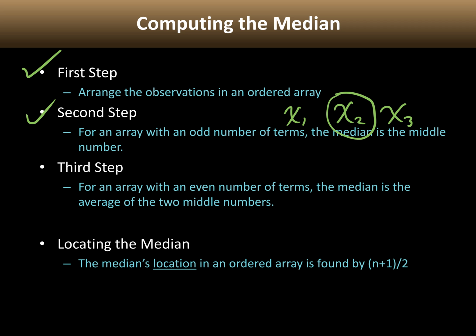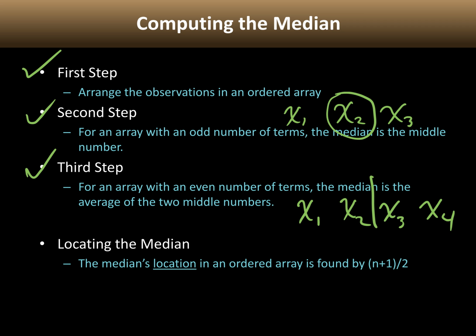And remember, these values would be in order from smallest to largest. Okay. Third step, if your array has an even number of terms, then the median is going to be the average of the two middle ones. So let's say we have x2, x3, x4. We cut the data in half.